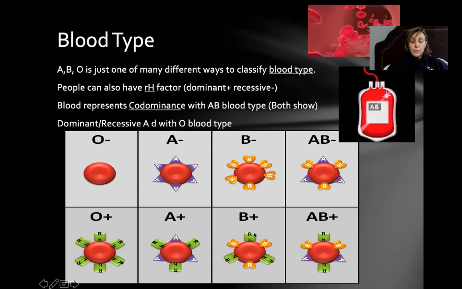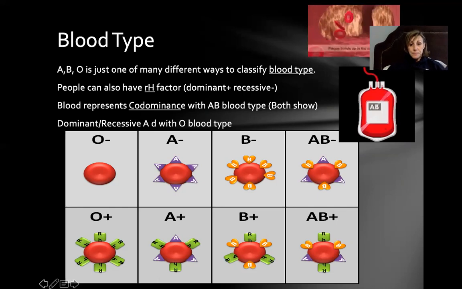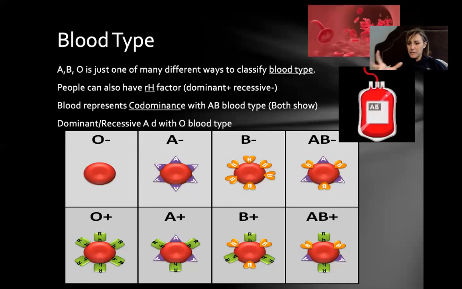Do you guys know what the universal recipient and universal donor would be? Which genotype could receive any type of blood, and which genotype could give to any type of blood? Because if you get the wrong antigen in your blood, like if you had A blood and you mixed B antigen in there, it would start attacking. Your body would not recognize it. It would attack and clump up and you'd have a really bad reaction.